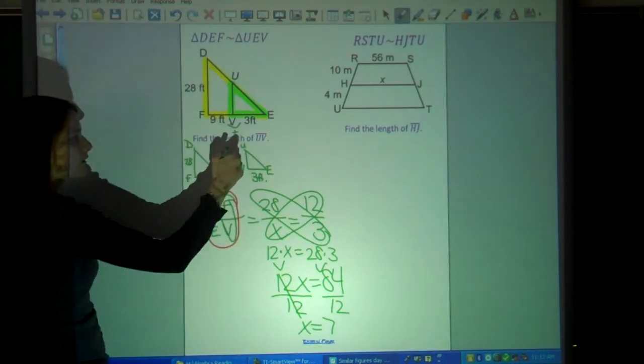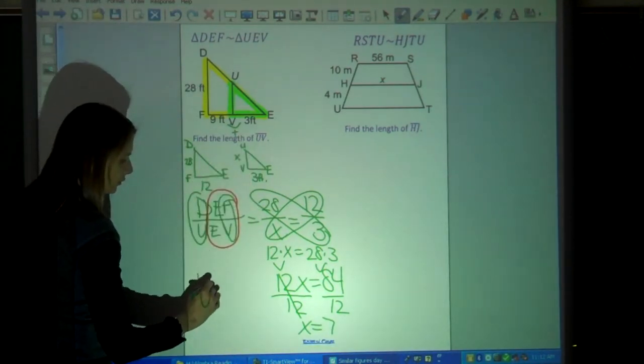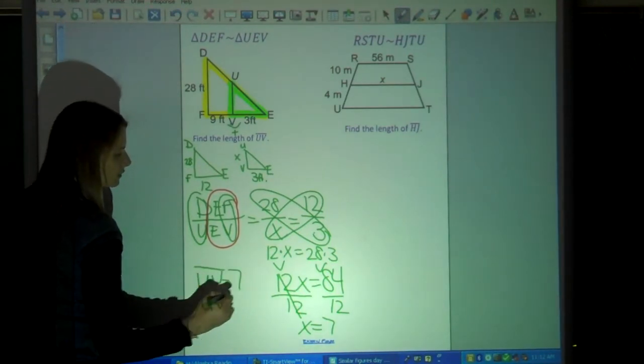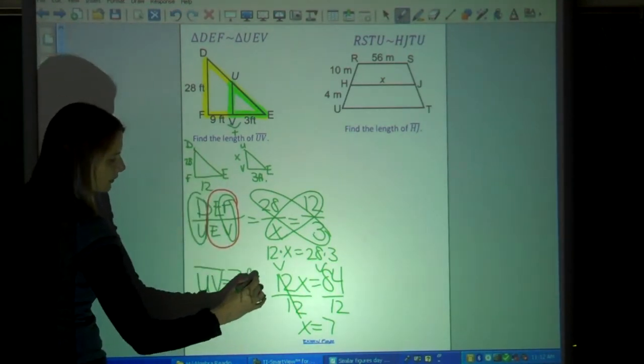But up here I wanted to know the length of UV, so I'm going to write UV, line segment, is equal to 7 feet, because we have to label it.